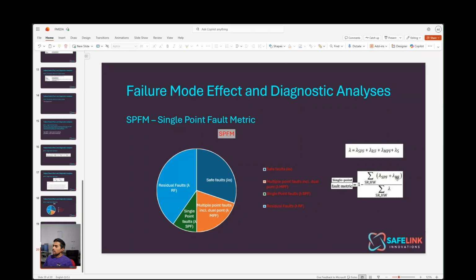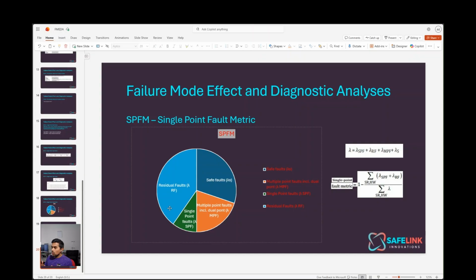Number two, what we see is this lambda RF is a big chunk over here. We need to decrease this. What that means is we need to make sure that the existing diagnostics for some of these failures need to be improved such that they are detected and they move over to the safe fault section. So once we are able to move this to the safe fault section, then the sum of single point failure and residual failure is going to decrease.